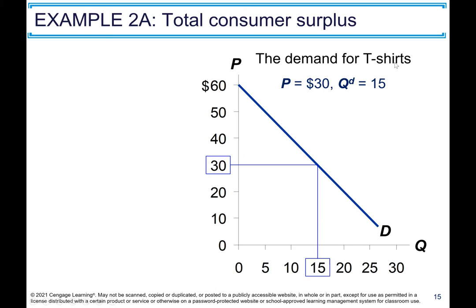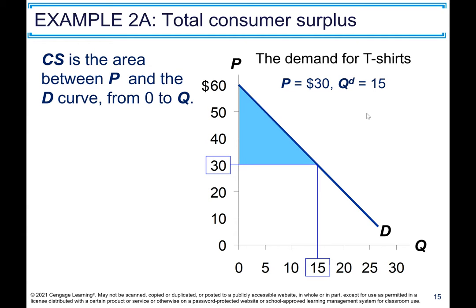The demand for t-shirts. At a price of $30, quantity demanded would be 15. Consumer surplus is the area between the price, in this case $30, and the demand curve from 0 to Q, from here to here. The blue triangle is the consumer surplus.